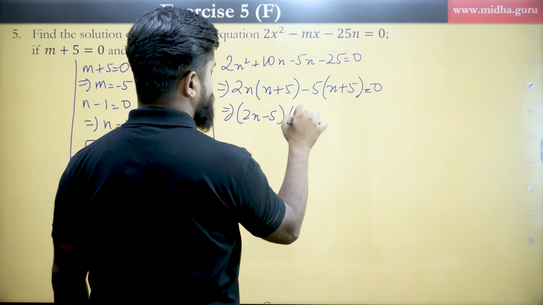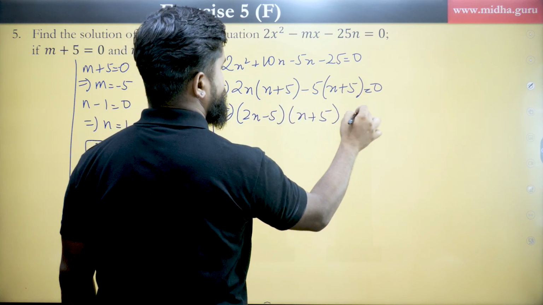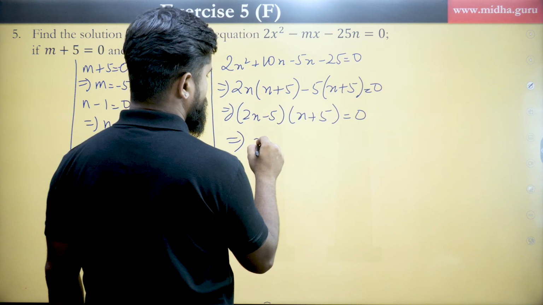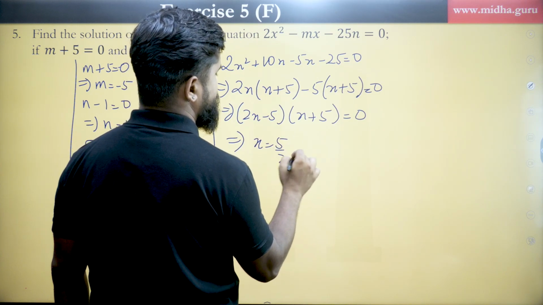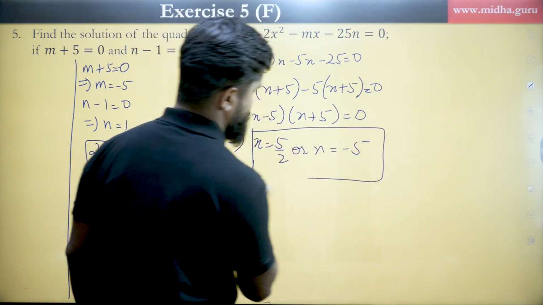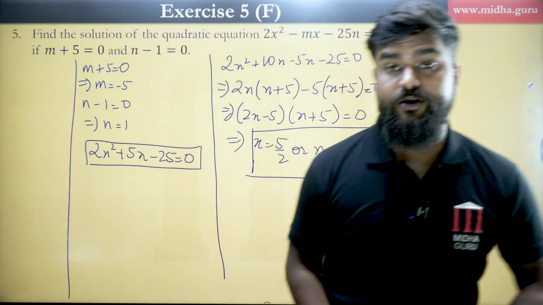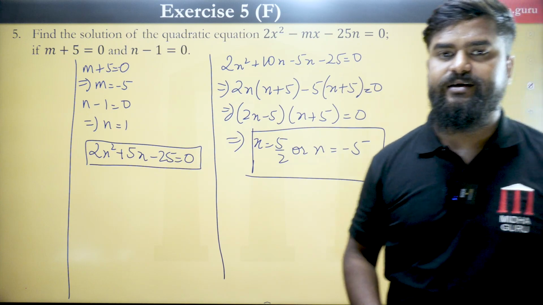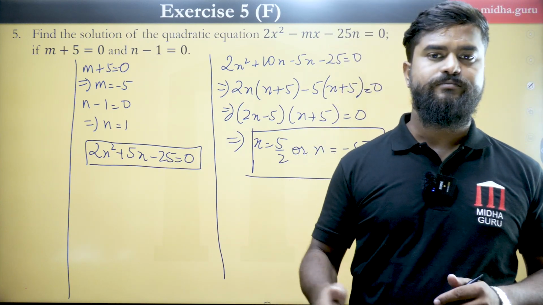2x minus 5 into x plus 5 equal to 0. So x is either equal to 5 by 2 or x is equal to minus 5. And these are the solutions for that given quadratic equation. Let's move on to the next one.